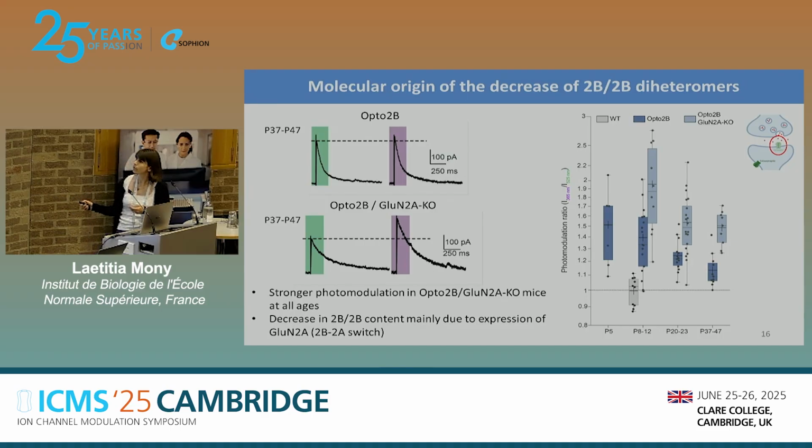In GluN2A Opto2B knockout mice, we saw at every developmental stage a stronger photomodulation ratio compared to the Opto2B mice, showing that GluN2A-containing NMDA receptors already populate synaptic sites at early postnatal ages, so before 2 weeks of age, and that this decrease that we observe is indeed due to the incorporation of GluN2A-containing NMDA receptors during development.